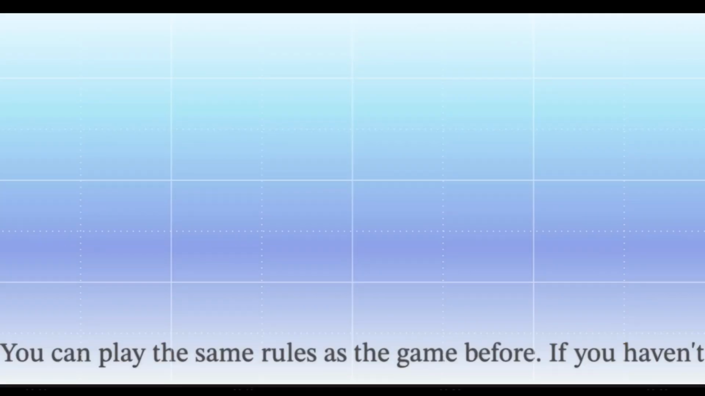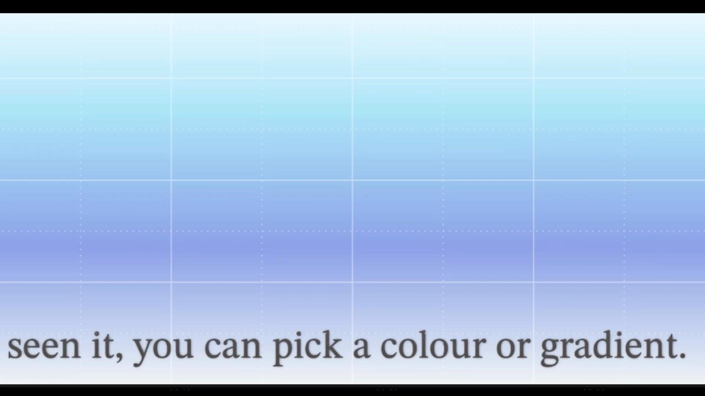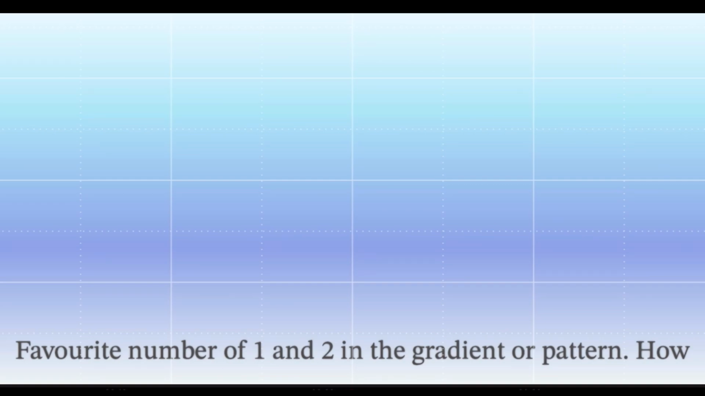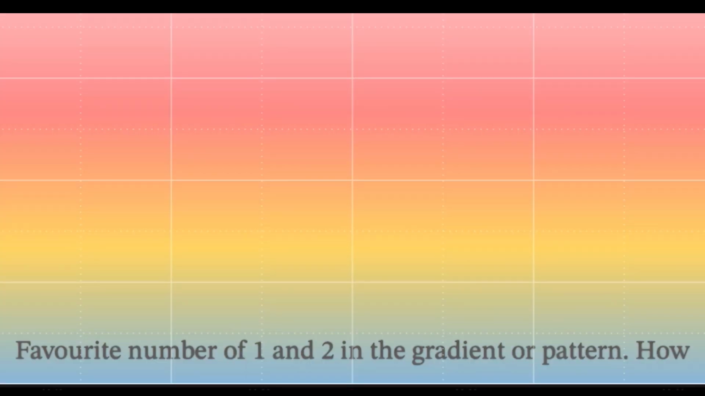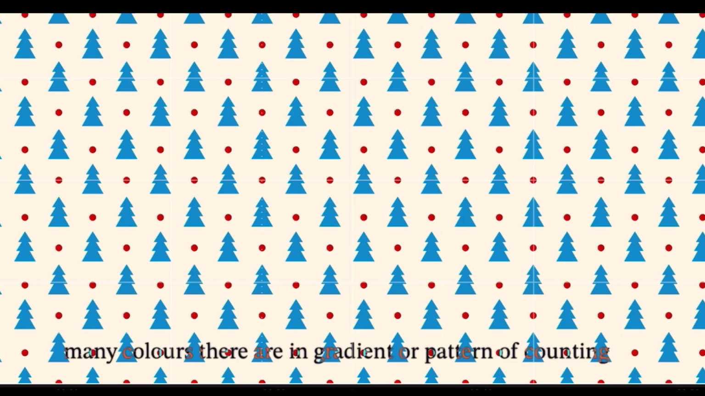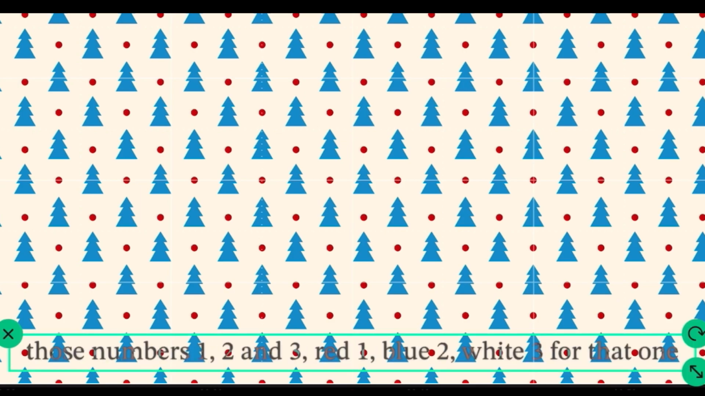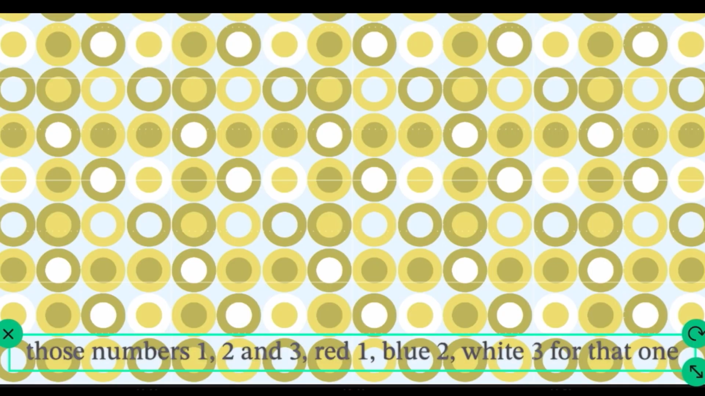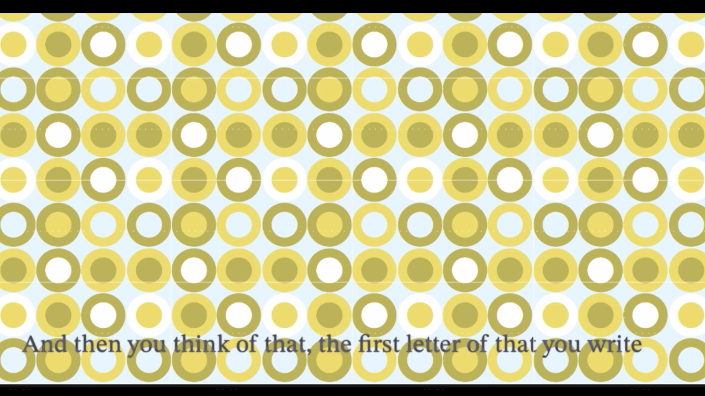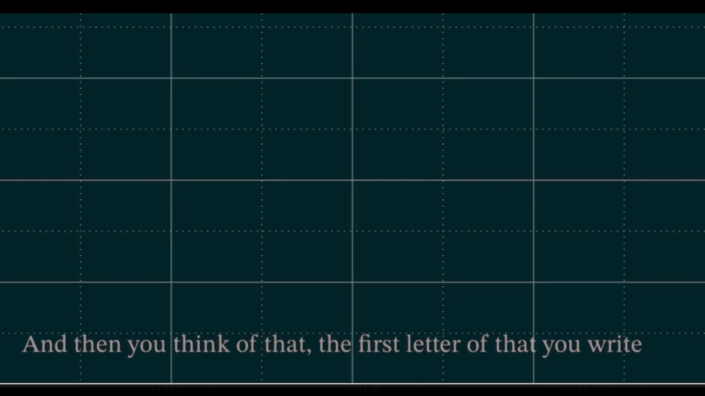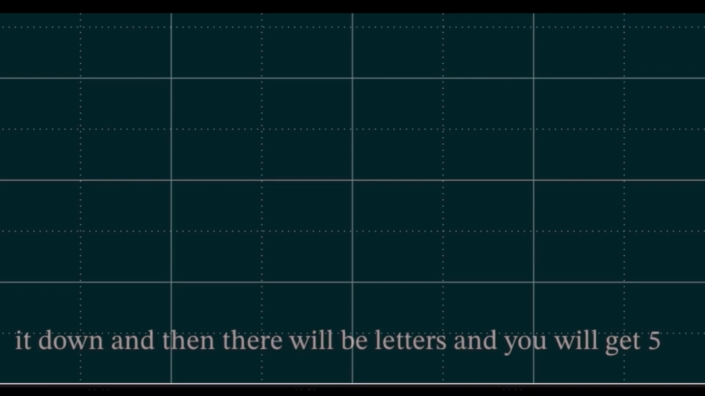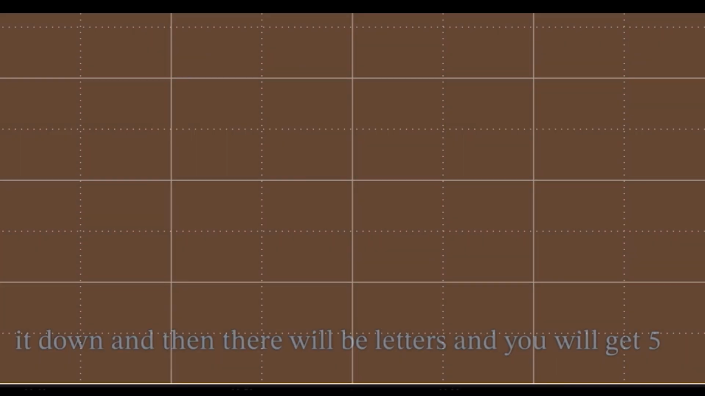If you haven't seen it, you can pick a colour or gradient, favourite number of 1 and 2 in the gradient or pattern, however many colours there are in that gradient or pattern of counting those numbers 1, 2 and 3, red 1, blue 2, white 3 for that one, and so on. And then you think of the first letter of that, you write it down, and then there will be letters, and you will get five letters.